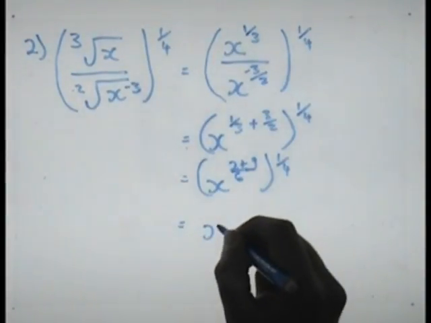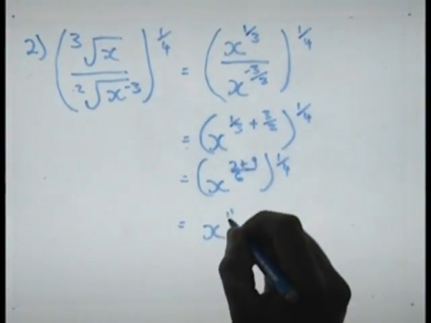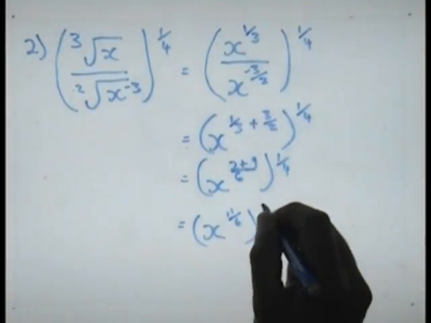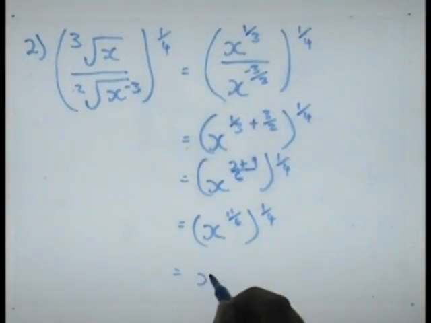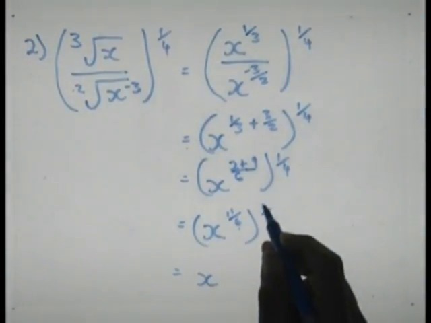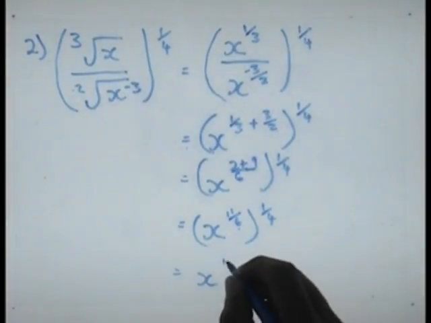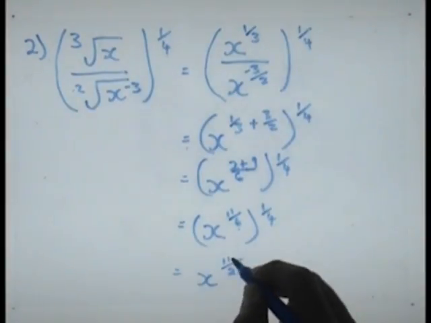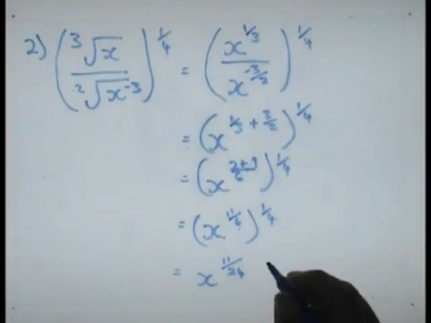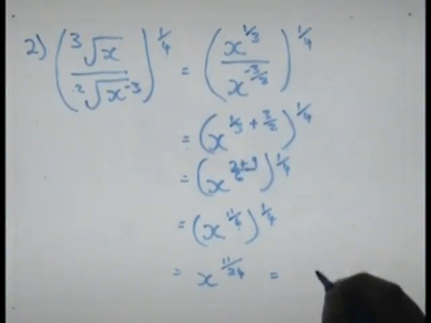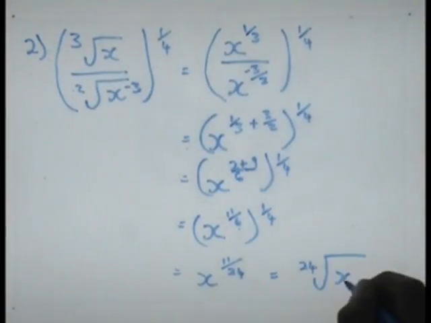That's going to give us an answer of x to the power 11 over 6, to the power 1 over 4. Now distribute that in, which will give us x to the power 11 over 6 times 1 over 4, which will give me x to the power 11 over 24. 11 times 1 is 11, 6 times 4 is 24. Alternatively, we could put this in the form, we're looking for the 24th root of x to the 11.